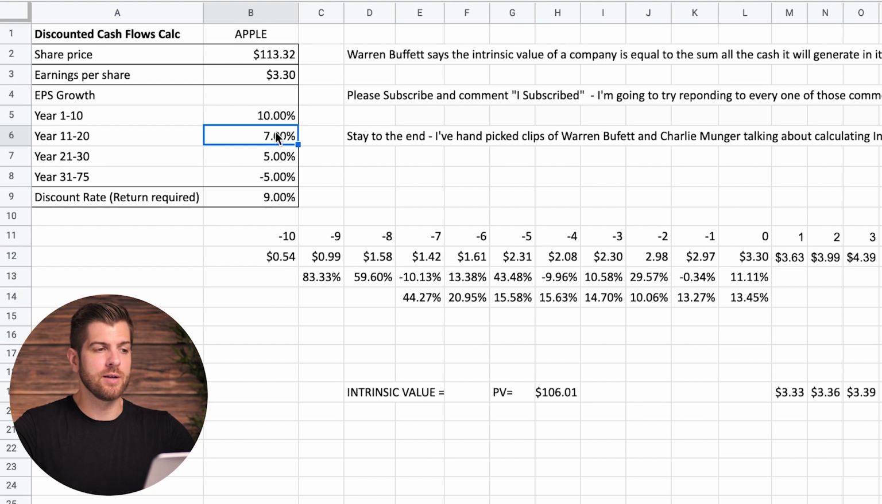So if that were to be the case, then buying Apple at $113 per share would actually be overpaying, because the true present value per share is $106. Okay, so we can play around with these amounts.